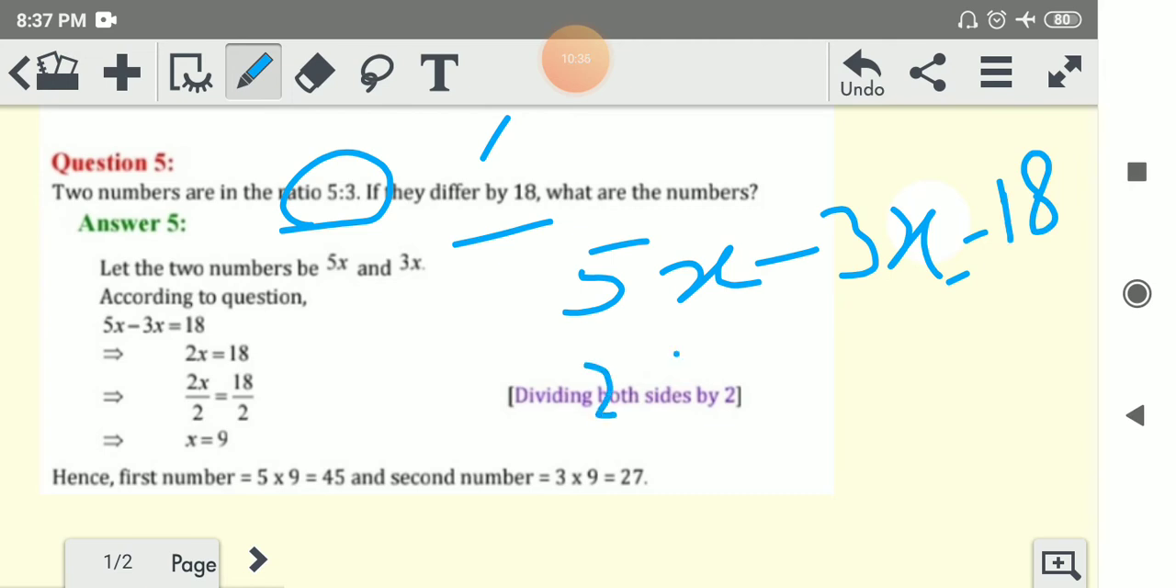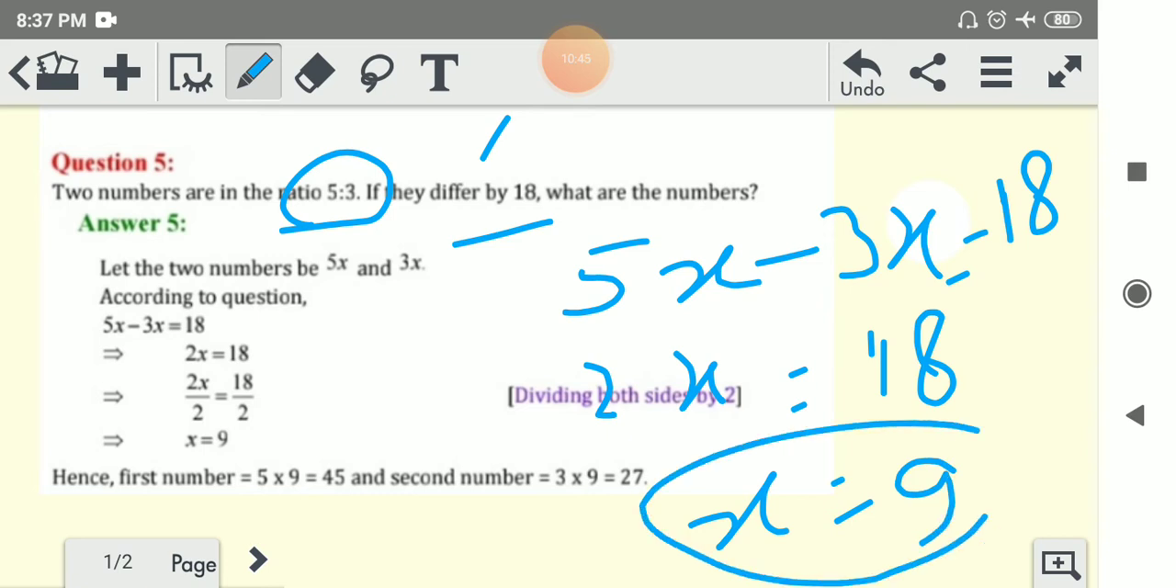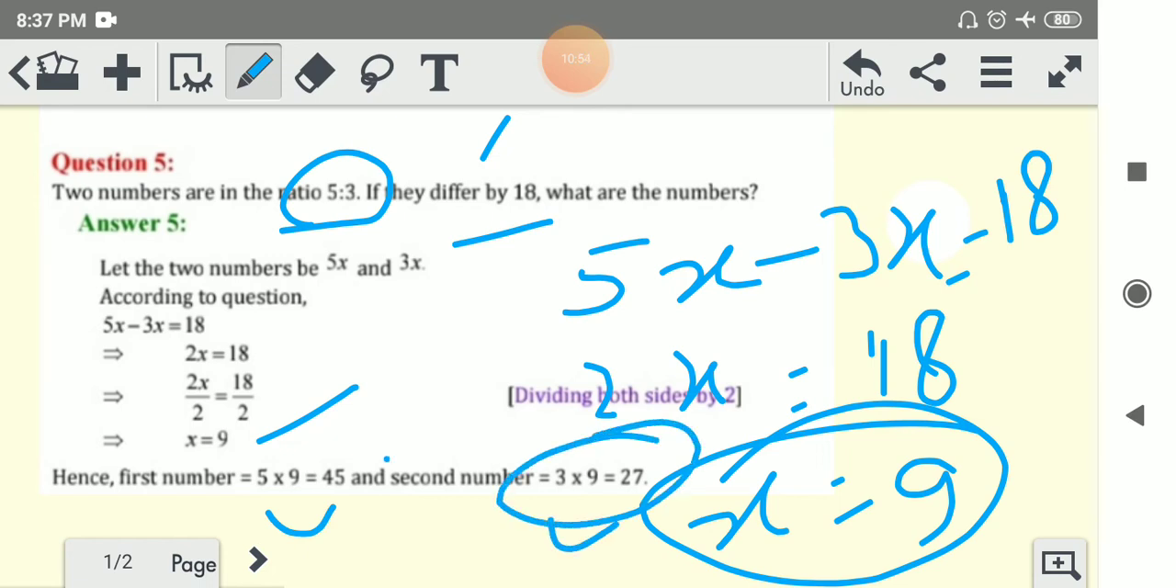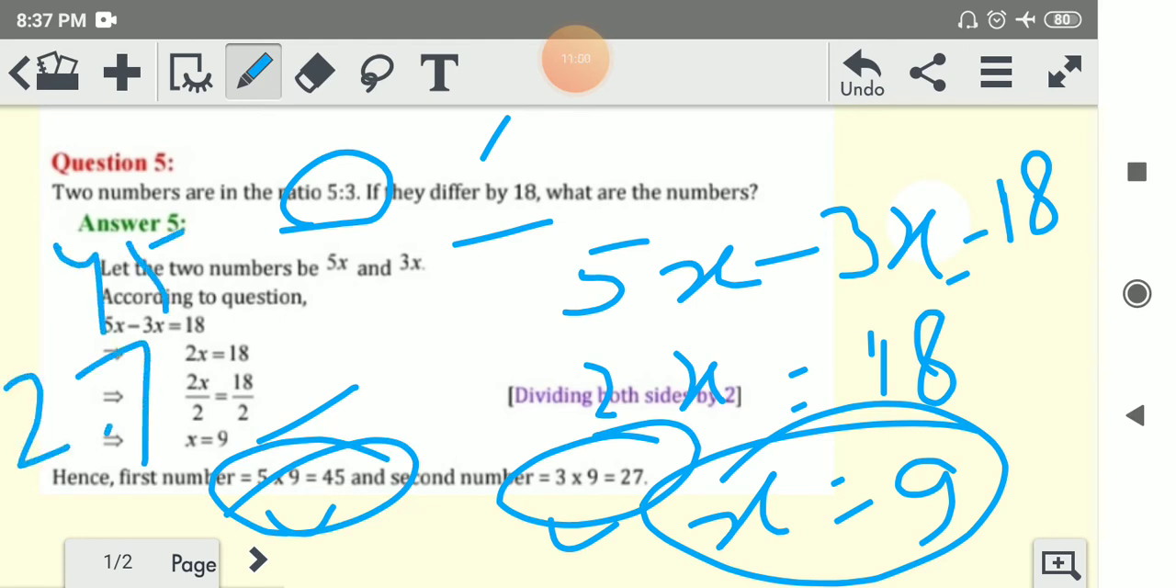Solve for x: 2x is equal to 18, so the value of x we get is 9. So the first number is 5 times 9, which is 45, and the second number is 3 times 9, which is 27. This is our answer: 45 and 27.